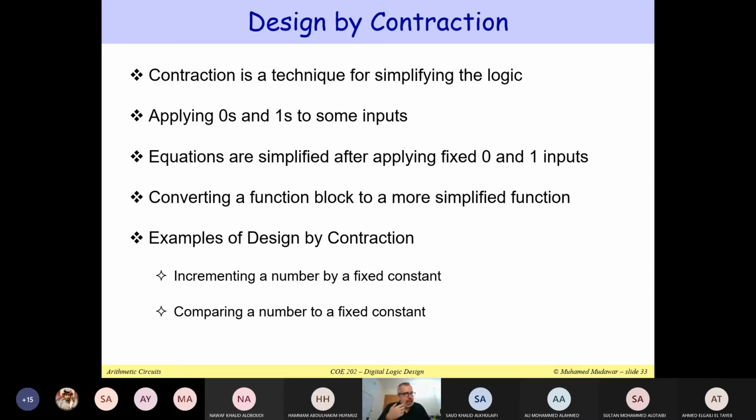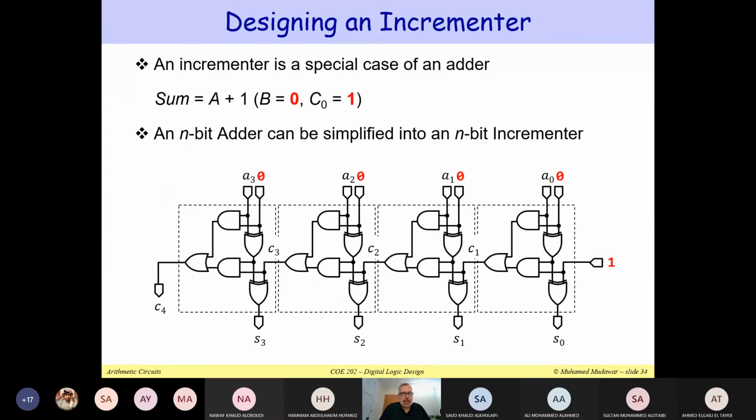I'm going to show you two examples. The first one will be about how we can design an incrementer circuit that can increment a certain input, let us say by 1. And I'm going to show you another example about how we can design a decrementer. So these are my two examples. Let us design a circuit that is called an incrementer.